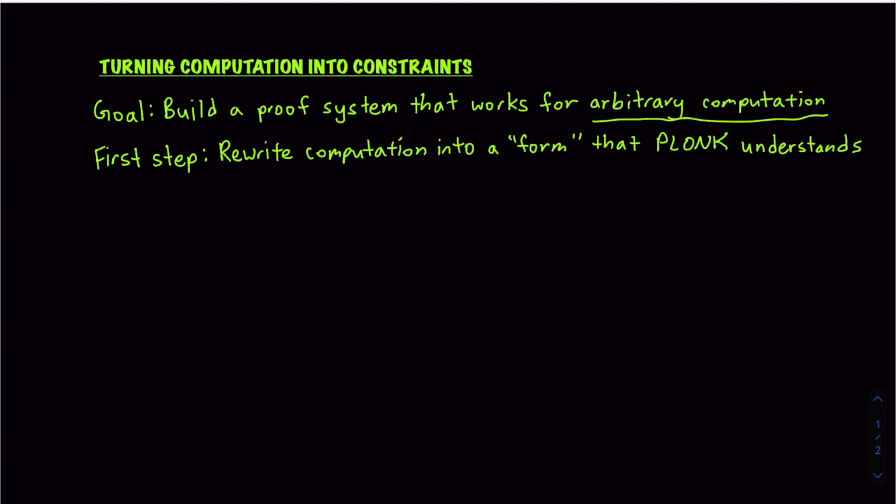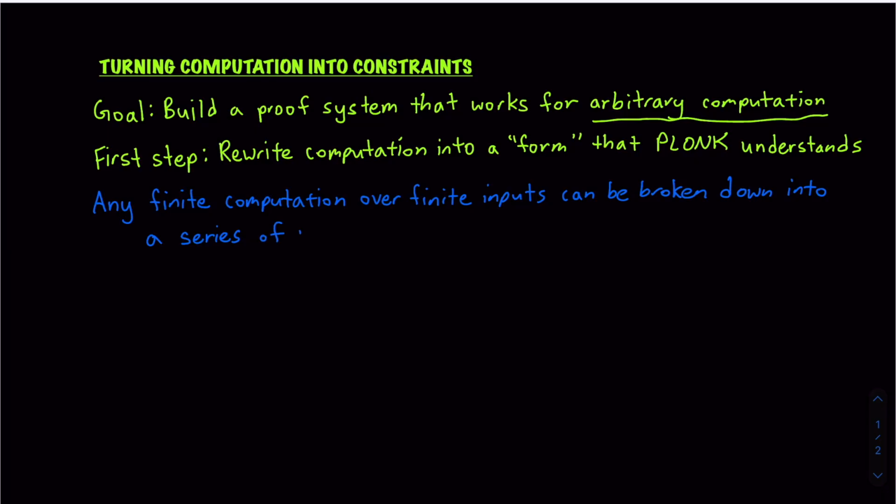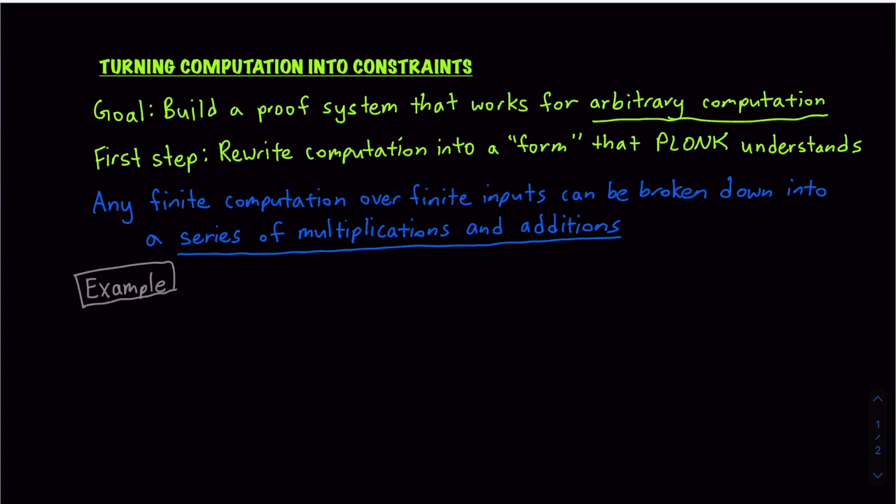So here's the first key idea. Any computation over finite inputs that eventually halts can be broken down into a series of additions and multiplications in a finite field. Let's walk through a few examples to make this idea concrete. Alright, let's start with a simple example. Say our computation is w cubed minus 4w squared plus 9w minus 10. We can break it down into just additions and multiplications like this. w times w times w minus 4 times w times w plus 9 times w minus 10.